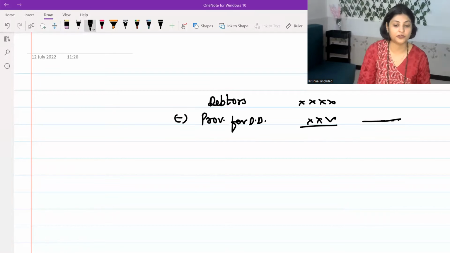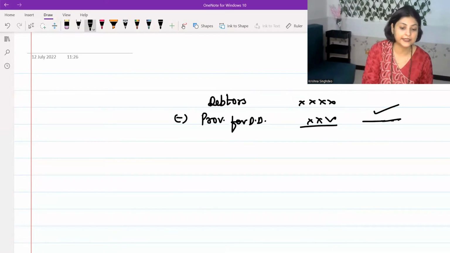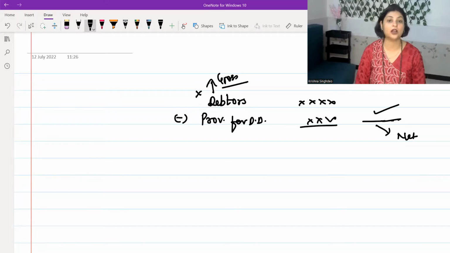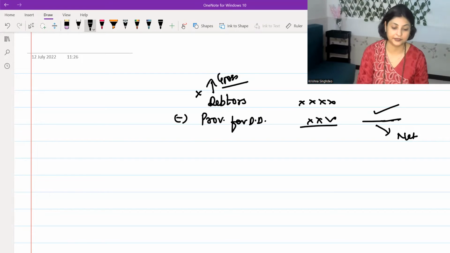So what do we want? We do not want this amount. This is called gross debtors. We do not want gross debtors. This amount, which is called net debtors, we require this amount. Okay, so we require net trade receivables or net trade debtors. Okay, now let's come back to the formula sheet and see what else is important about this.